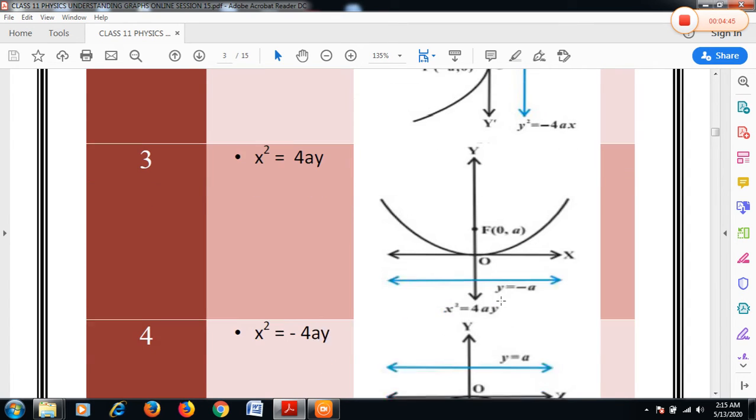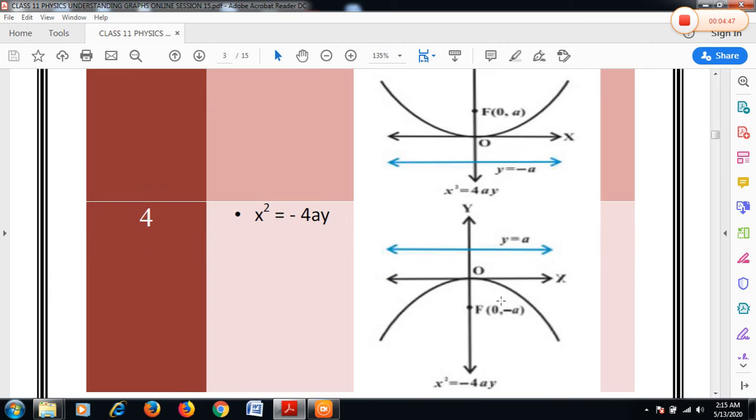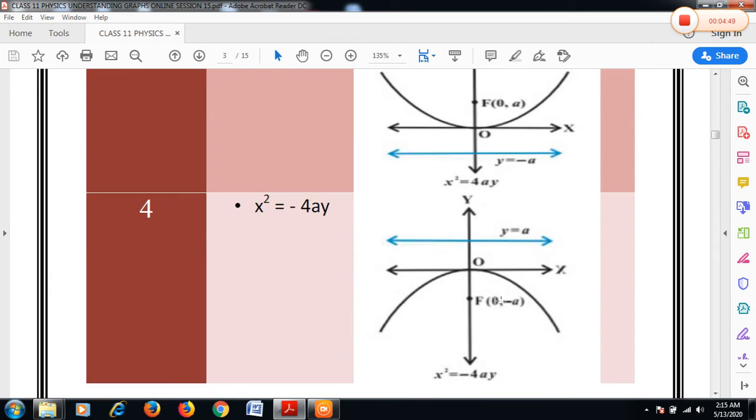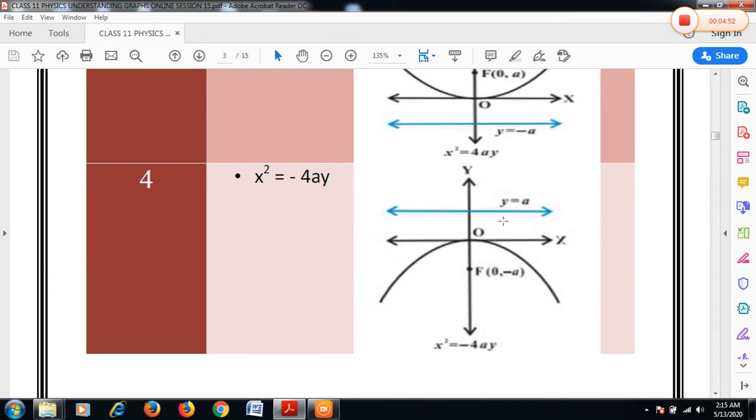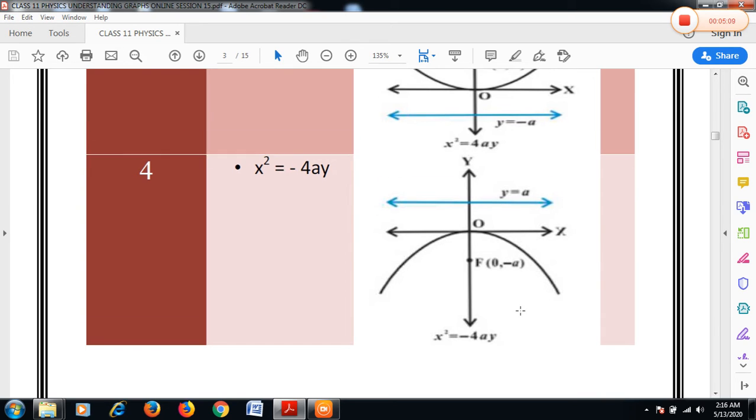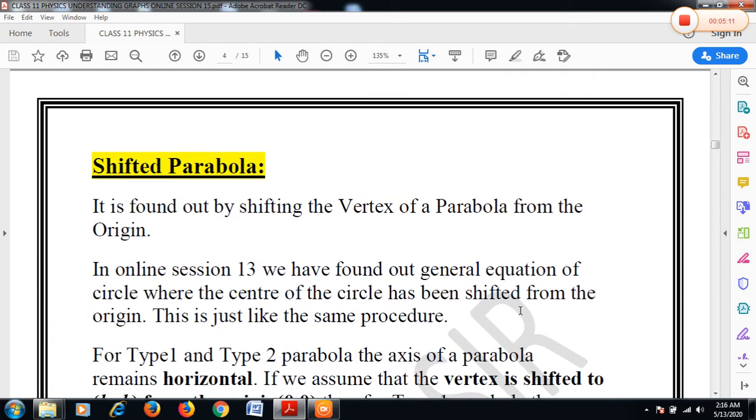Now we are moving forward to the type 4 parabola, which is none other than x square equals minus 4ay. We have the graph pattern of this like that, where the directrix is y equals a, and the focus point lies at (0, minus a), and the opening is on the negative side of the y-axis. Here the opening is in the direction of the negative y-axis. Okay. Let us move forward to the shifted parabola.